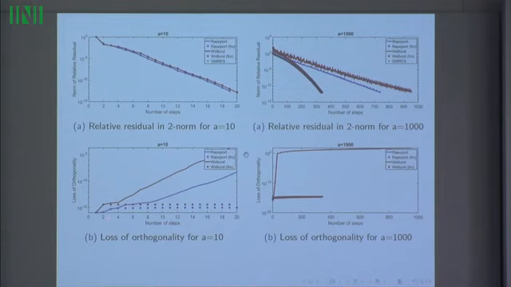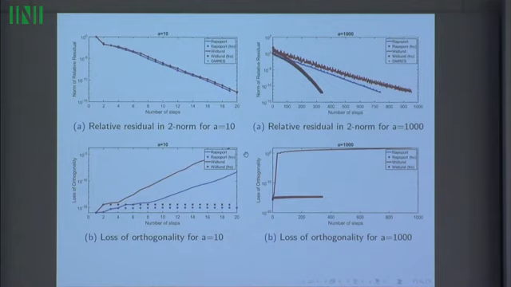And we see that the orthogonality, even for the well-conditioned problem, Lanczos vectors start to lose it very quickly. And if we come to A equals 1000, we see that after step around 30, they almost lost all of the orthogonality between the Lanczos vectors. And this is causing us delays in the convergence, stagnation.